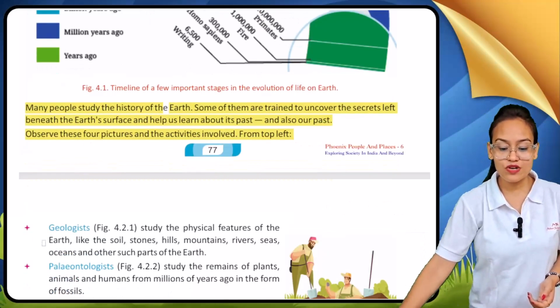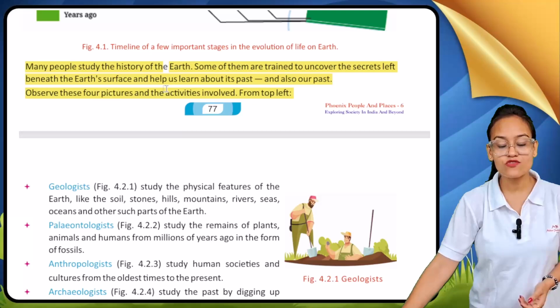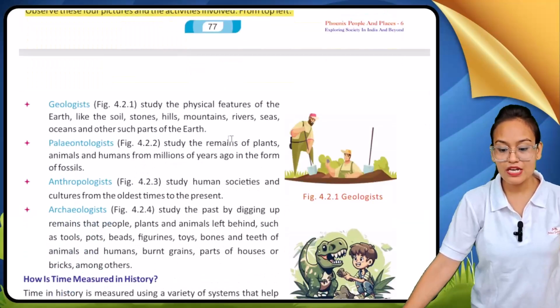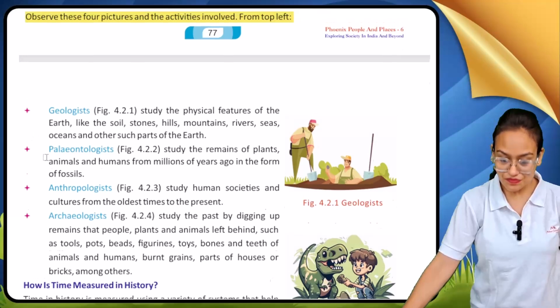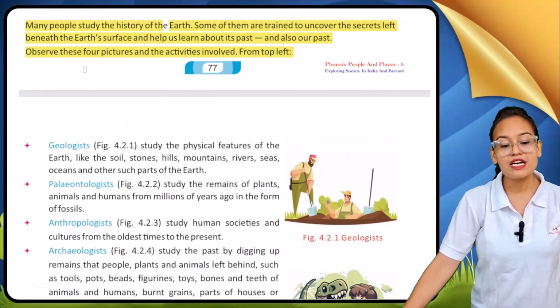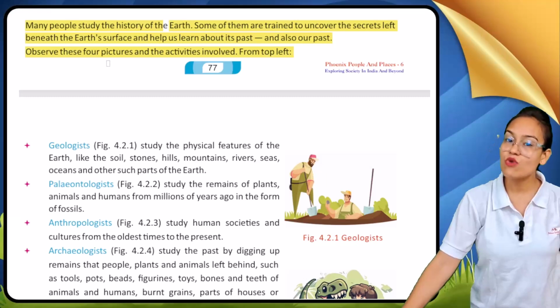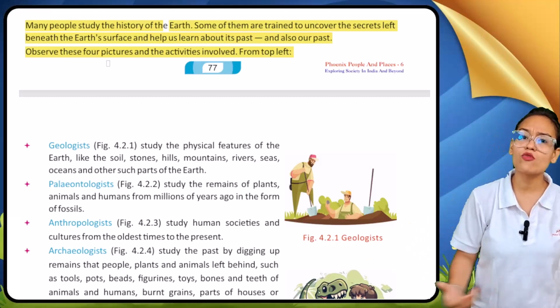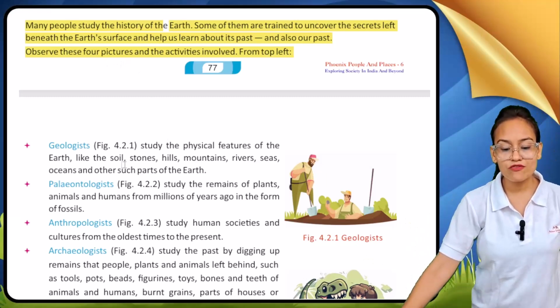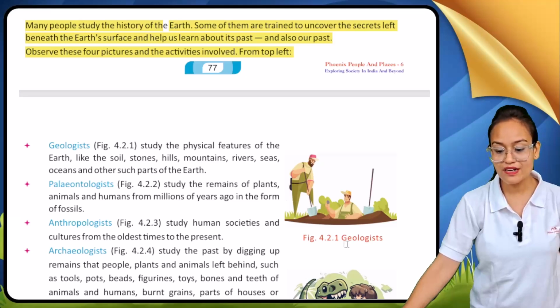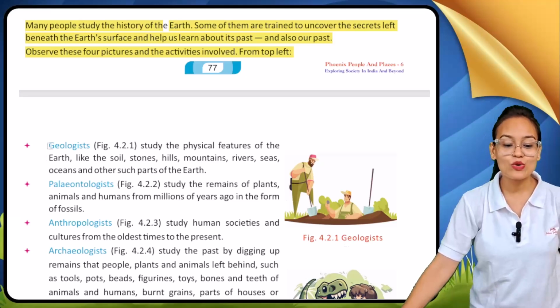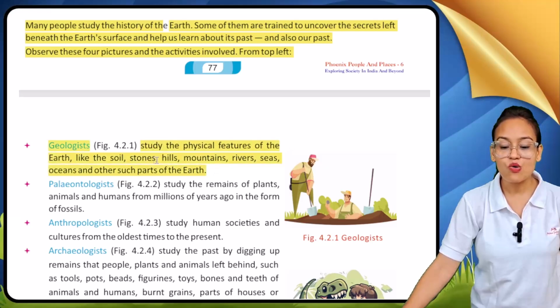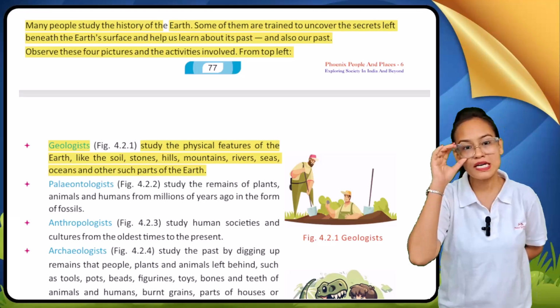Here you can see, my dear students, four pictures. Observe these four pictures and the activities involved, from top left. Have a look at these four pictures and recognize what kind of work they do. In 4.2.1 here, geologist. Now, my dear students, what is the meaning of geologist? Who is the person called a geologist?